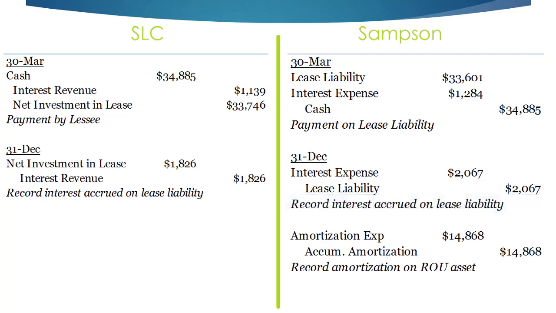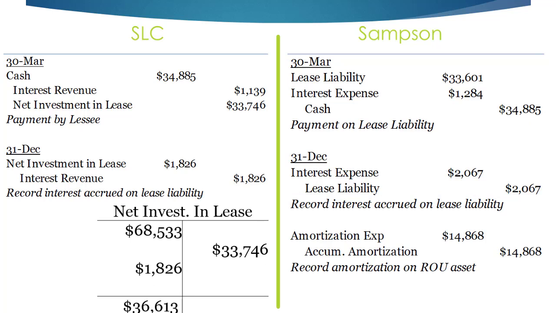The last thing you need to do to wrap this up is SLC's net investment in lease T account. Started at $68,553, credit to the account of 33,746, debit of 1826. So we end year 4 with 36,613. And those are all of my year 4 entries.